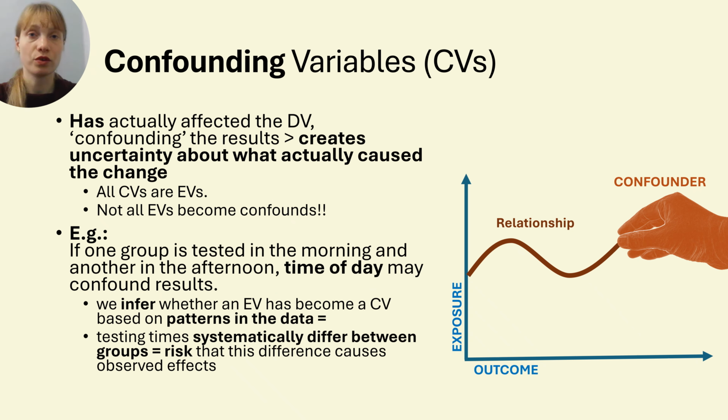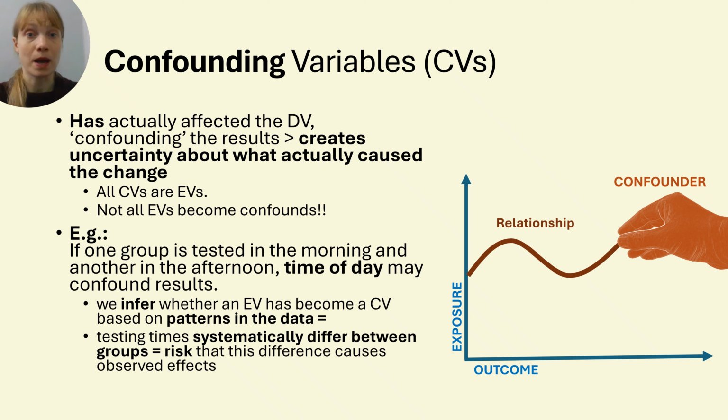This brings us to confounding variables. A confounding variable is a special kind of extraneous variable that actually did have an impact on the results. It confuses the cause and effect relationship between the independent and the dependent variable. All confounding variables are extraneous, but not all extraneous variables become confounding. For example, if one group is tested in the morning and the other in the afternoon, time of the day might be the real reason for any differences in performance.